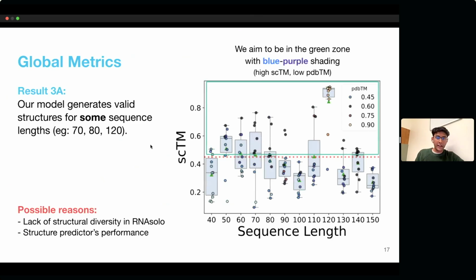So that's how we compute SCTM score using the GRENADE and RhoFold pipeline. So TLDR, we can see that our model is able to generate some valid structures, some novel structures. But of course, there's still a long way to go. And it's limited even by the structure predictor's performance. And in our paper, in fact, we highlight that RhoFold may not be the best structure predictor out there. So there's definitely a lot of work that needs to be done.